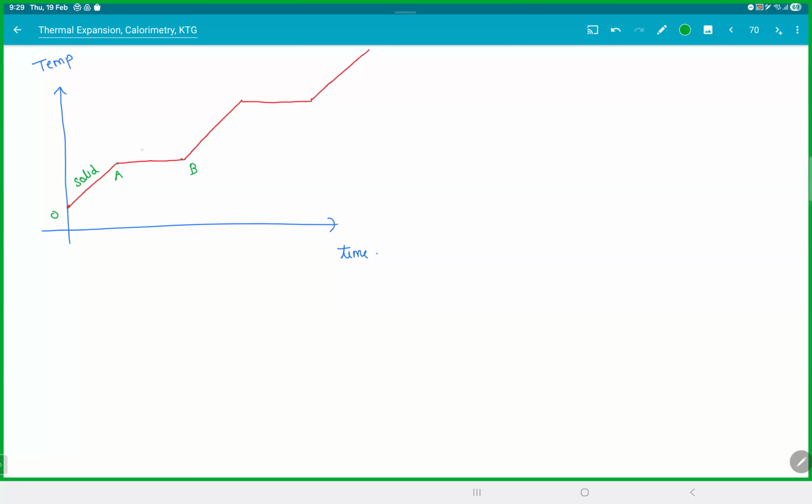A, B, this is a solid and liquid mixture. B to C, everything has become liquid. C to D, again phase change, a liquid and gas phase change. So whenever there's a phase change, temperature remains constant. This is gas again.